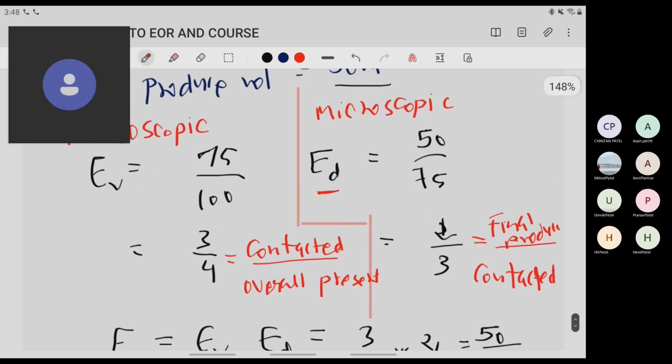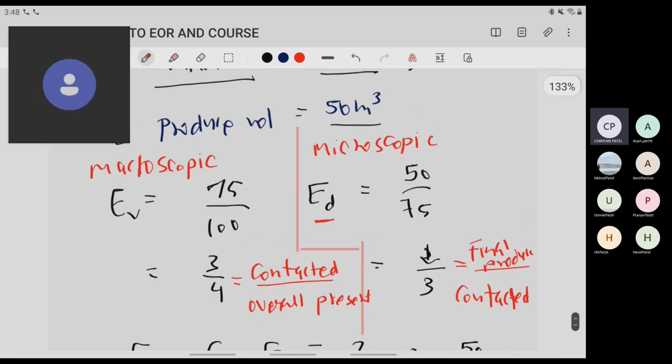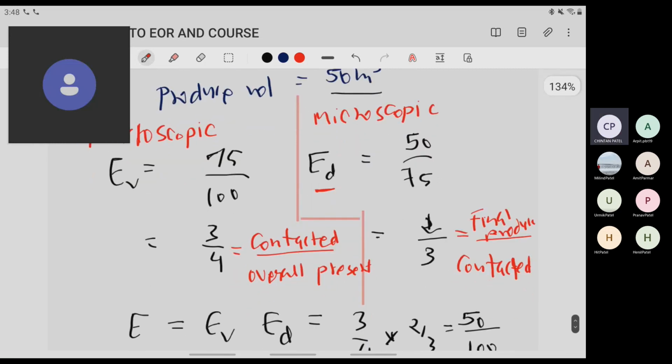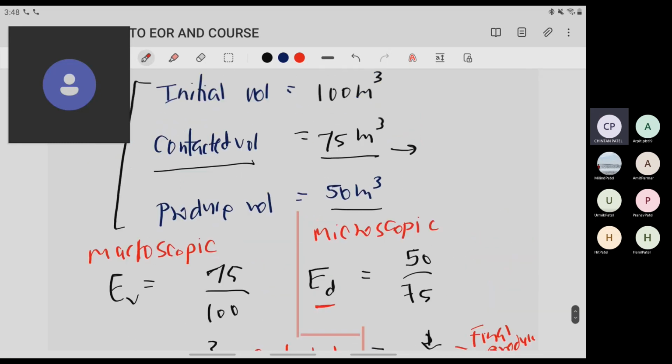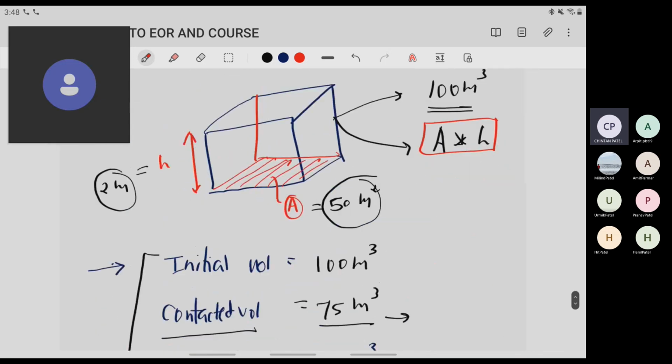Okay, just remember these two definitions, you can note them down. Or I will share this file so you will have an idea of what we discussed.